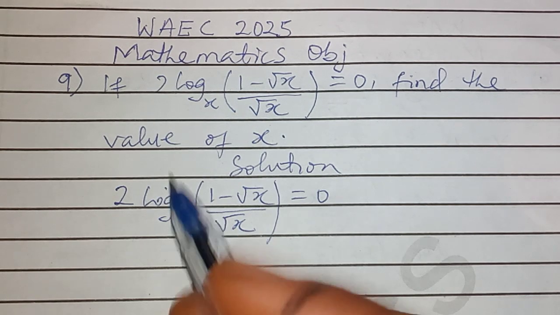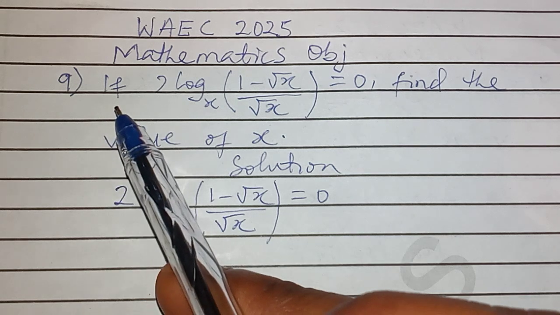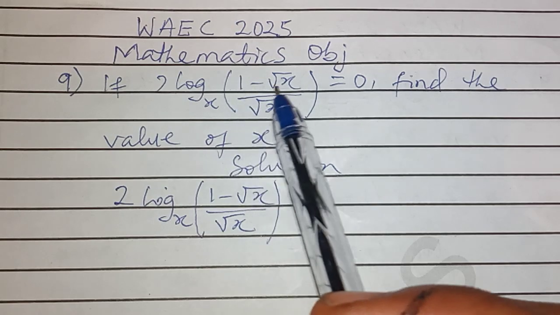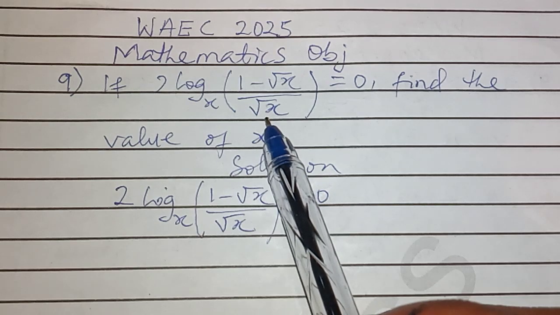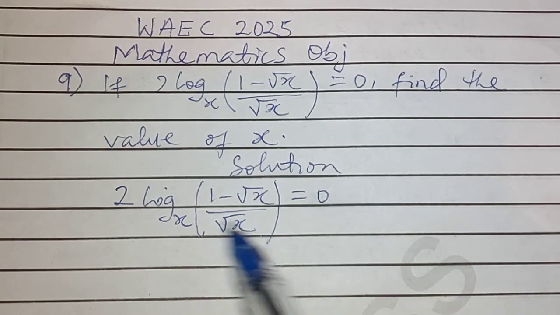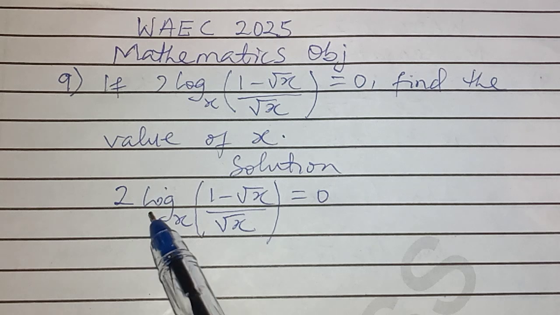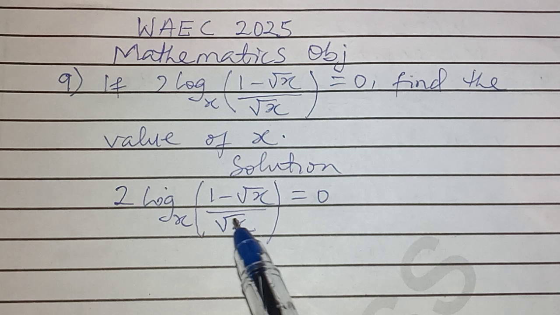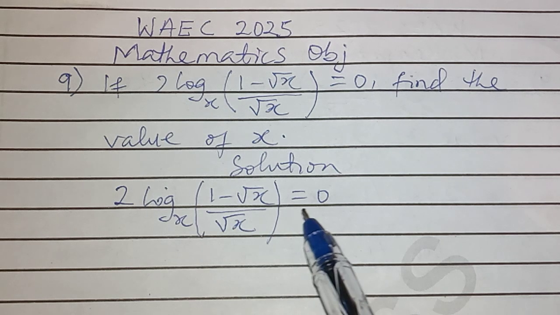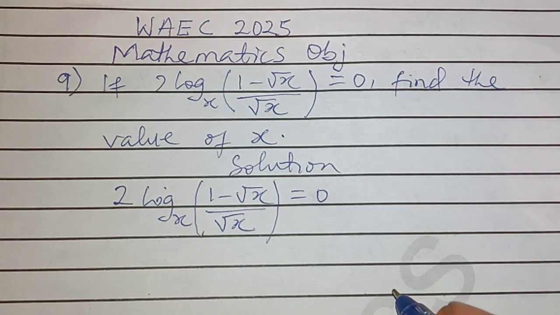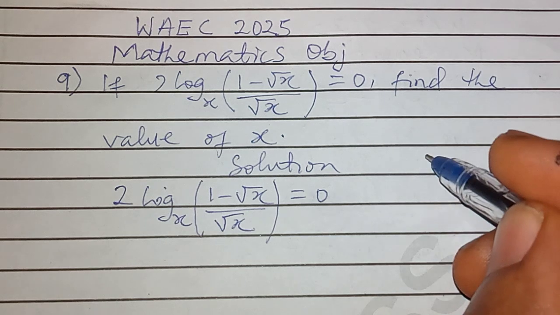Today we want to look at this question: if 2 log base x of (1 minus square root of x) all over square root of x is equal to 0, find the value of x. Now we write the question again: 2 log base x of open bracket 1 minus square root of x all divided by square root of x is equal to what? 0.